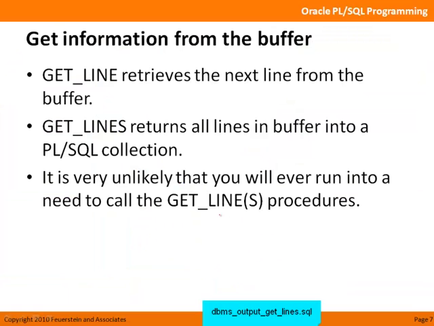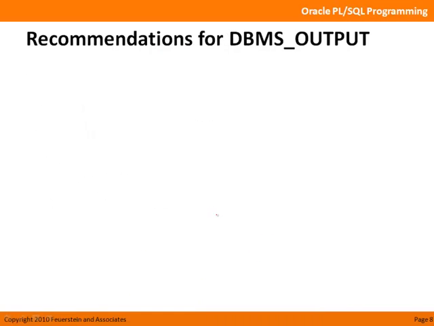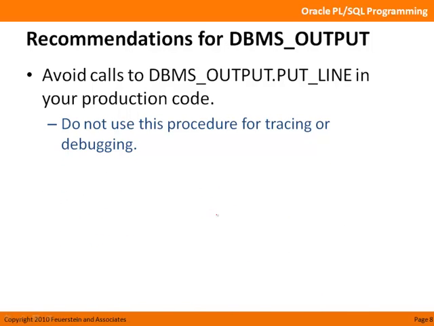And anyway, you're probably never going to need to use it. So let's talk about some recommendations for DBMS_OUTPUT. My feeling is that in general, you should never have a call to DBMS_OUTPUT.PUT_LINE in your production code. It's simply not flexible enough, and it basically turns into a lot of extra junk code in your application. It's a very poor tracing mechanism, very poor debugging mechanism, and it's something that generally speaking people will put into their code and then take out because they're kind of embarrassed to even have it there.